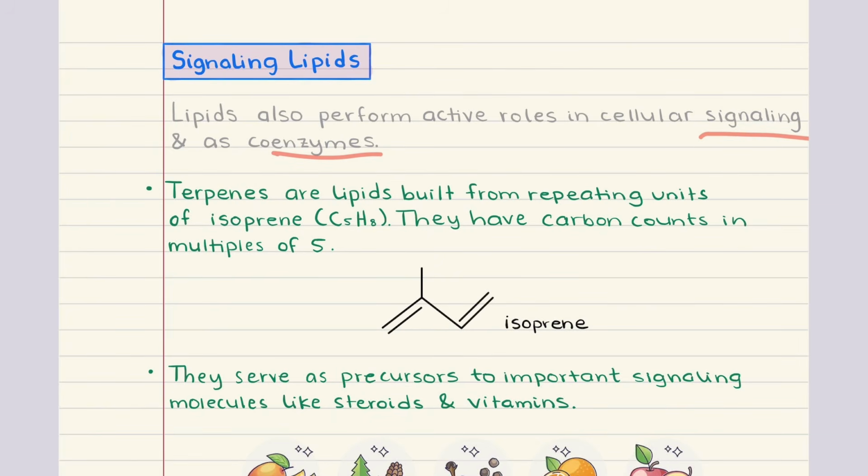One important family of signaling lipids is the terpenes. Terpenes are lipids that are made of repeating units of a 5-carbon molecule called isoprene. Isoprene has a molecular formula of C5H8. So these terpene molecules are built in multiples of 5 carbon atoms. So you'll find terpenes with carbon skeletons of 10, 15, 20, and so on.